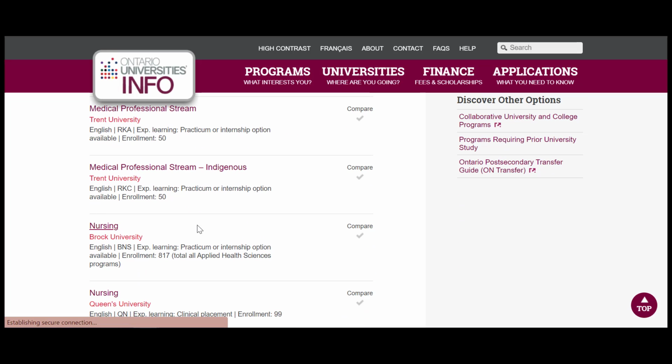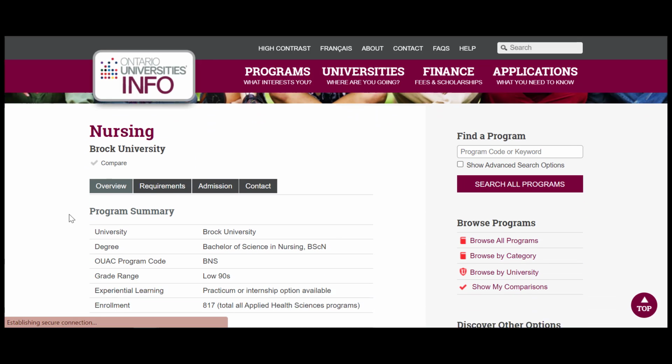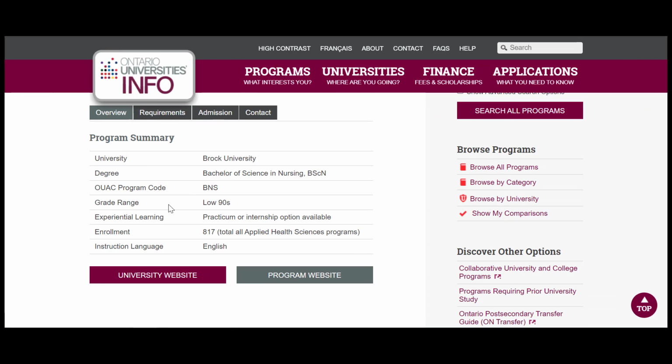So if we click on the Brock Nursing button, we're going to find out some really great information without doing much searching. First of all, we're going to find out that the grade range for admission is low 90s. So this is a mark that is calculated based on your top 6 grade 12 U/M credits that include the admission requirements for this program. So if there are 4 admission requirements for this program, they will include those plus your 2 best other grade 12 U or M level credits to make up that top 6.